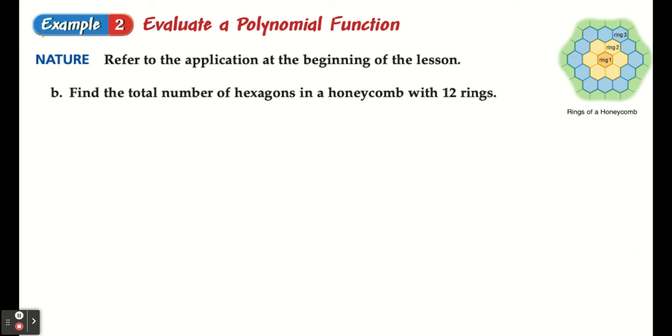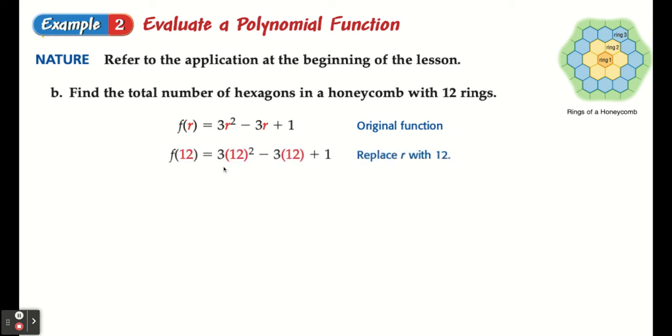So in part B, it wants us to find the total number of hexagons in a honeycomb with 12 rings. So again, we would take our function and substitute r with 12. So 3 times 12 squared minus 3 times 12 plus 1. I would do 12 squared first times 3, which is 432. 3 times 12 is 36, and then I simplify it to 397. So this would tell me that once I got to the 12th ring, it would total up 397 hexagons in a honeycomb.